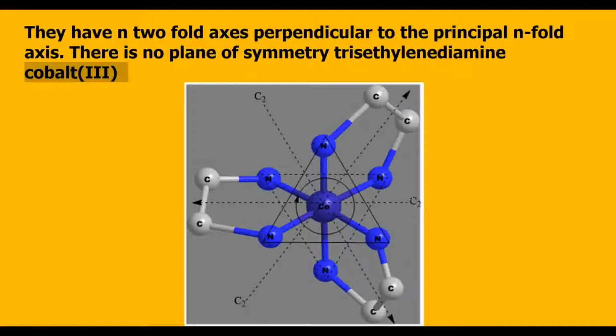Then you will not be able to find any plane in this molecule across which, if you reflect the molecule, the appearance remains same. So there is no plane of symmetry in this, and therefore the conditions for a molecule to become a D3 point group molecule are satisfied. So this is an example of D3 point group.